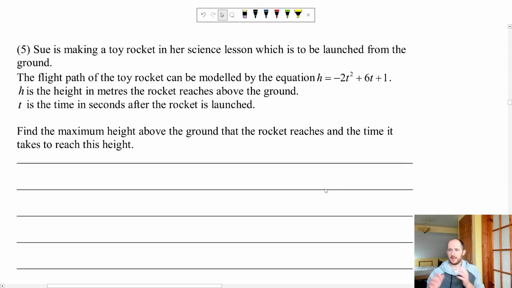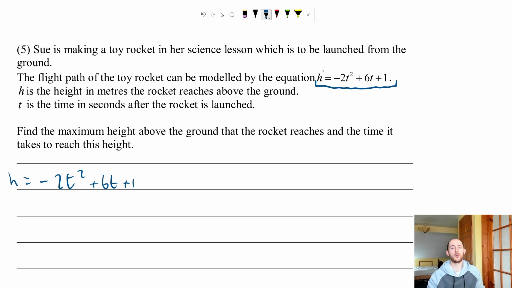So why? Well, a lot of students get lost in the context. So they think, how am I meant to work out height? Oh my god, is it a physics lesson? They get a bit worked up. What they're asking you to do is find the maximum of that equation. And what type of equation is this?